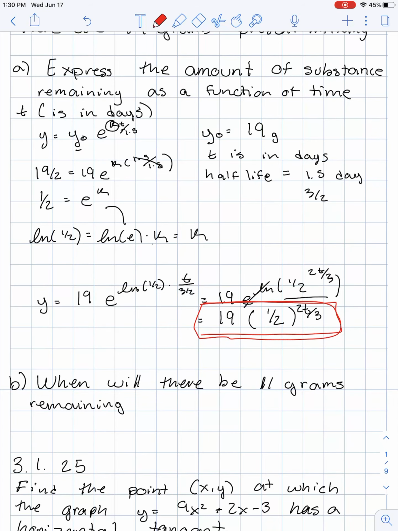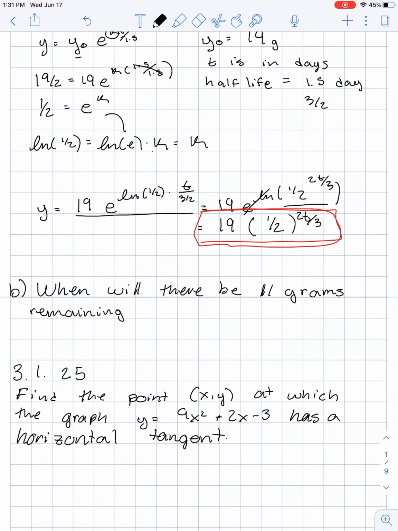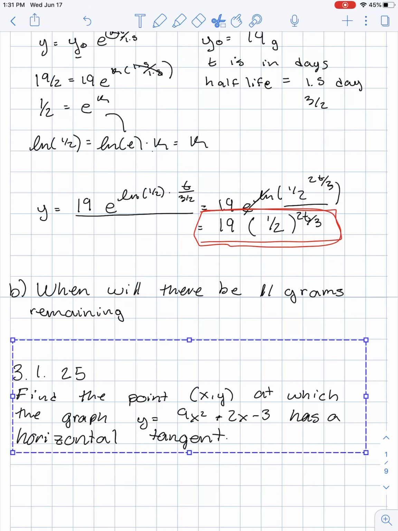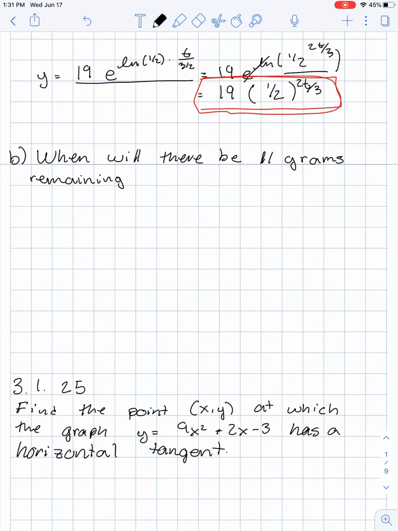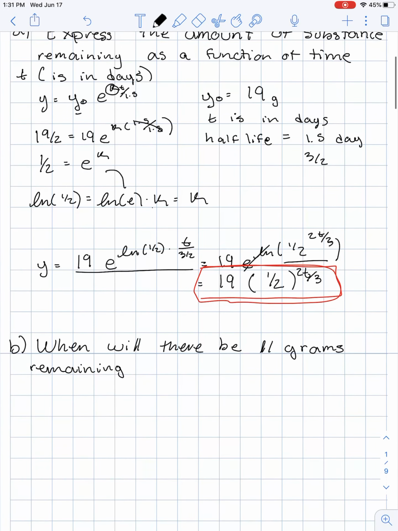You could have absolutely just left it like this, I'm pretty sure. This is the more simplified way in red. And it also will help you a lot later on plugging it in. So now we need to find when there will be 11 grams remaining. Sneak preview. Whoa, I didn't know I could do that. Okay. So we're trying to find when y is 11, what is t in hours?